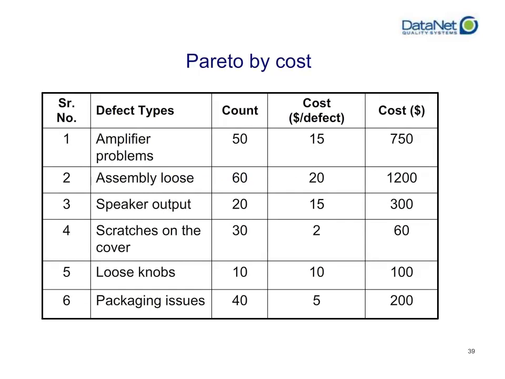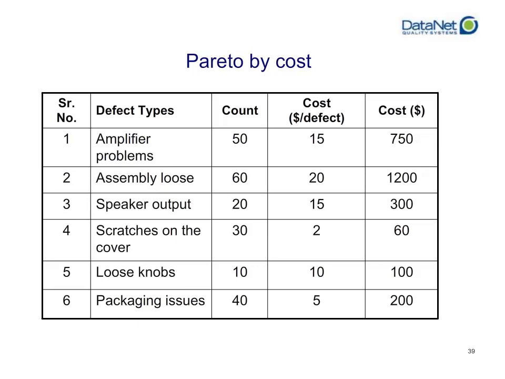So next we're going to do the Pareto by cost. With Pareto by cost, it is very important to first calculate the total cost of each defect, taking into account the cost per defect values. So that's the first thing you need to do.